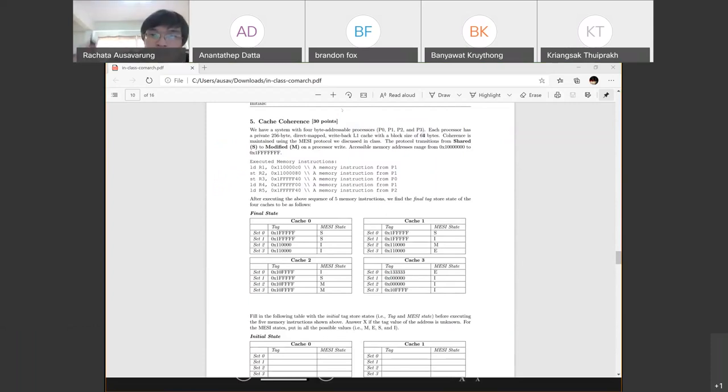Let me mark up. One of the very first things you have to do for this question is, you are given 5 memory accesses over here. These are done through multiple processors, P0, P1, P2, and P3. They all share this 4-byte addressable memory. Each processor has a 256-byte direct-mapped, write-back L1 cache, with a block size of 64 bytes. So with the block size of 64 bytes, that is the first piece of information, and the second piece of information is the cache size.